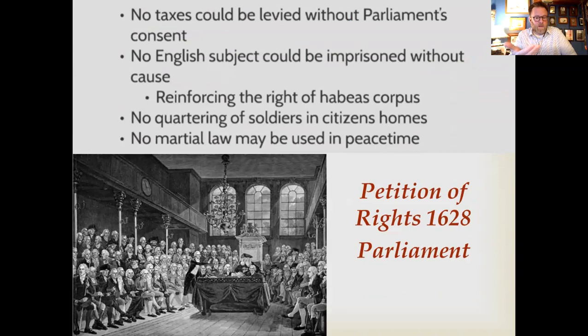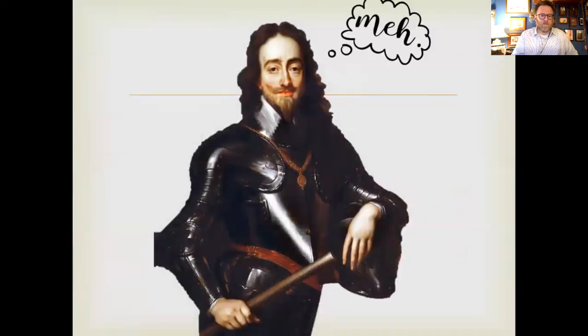The Petition of Right in 1628, Parliament said, hey, there can't be any taxes without Parliament's consent. No English subjects should be imprisoned without cause, habeas corpus, which Charles was doing. So reinforcing this idea of habeas corpus. No quartering of soldiers in citizens' homes, and no martial law may be used in peacetime. So we're just reminding Charles of the rules that were given with the Magna Carta. But Charles is like, whatever, right? Meh, I don't care. I'm not affected by this. I'm the king. I can do as I will.